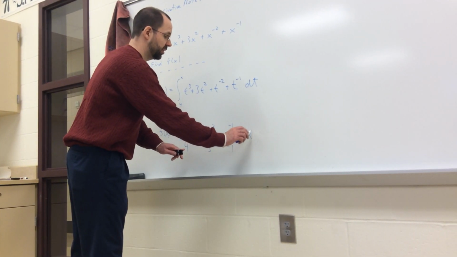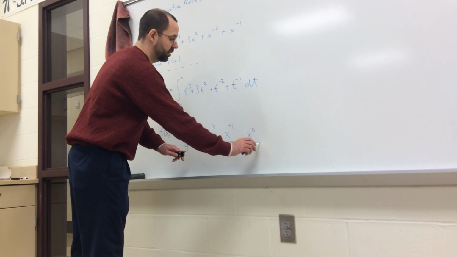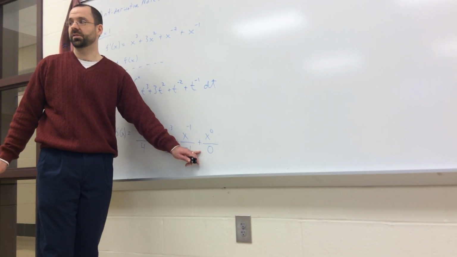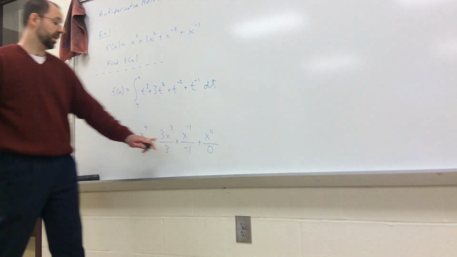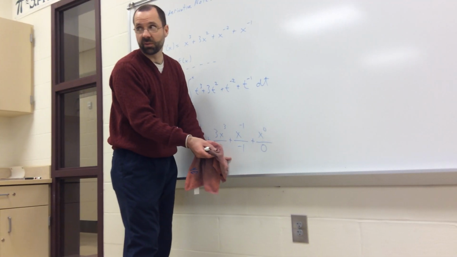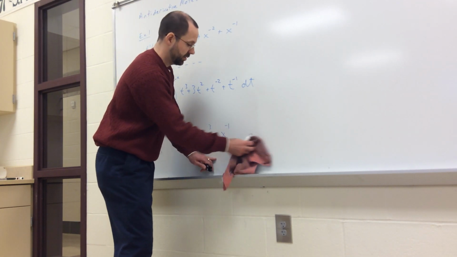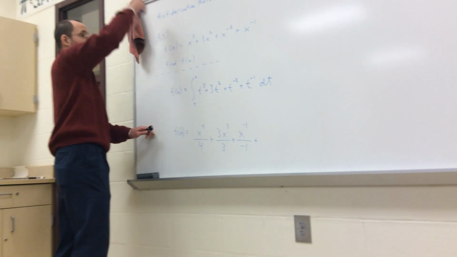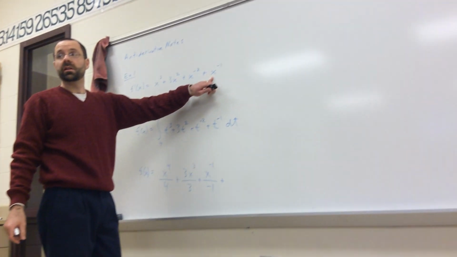Add to the exponent, divide by the exponent. Uh-oh, that's not good. Everybody see the problem? Better erase that before somebody walks in. Don't want anybody seeing me divide by 0. So backwards power rule doesn't work on this.